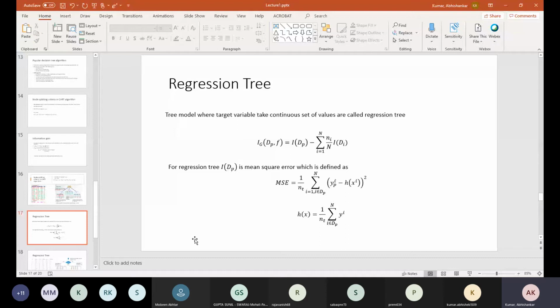And then what is y hat here? We are saying that y hat is nothing but the mean, the average present at that node. So we'll understand with one example actually.